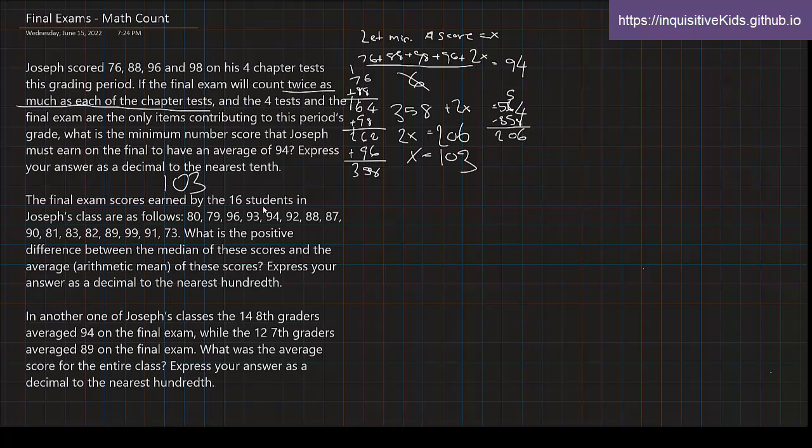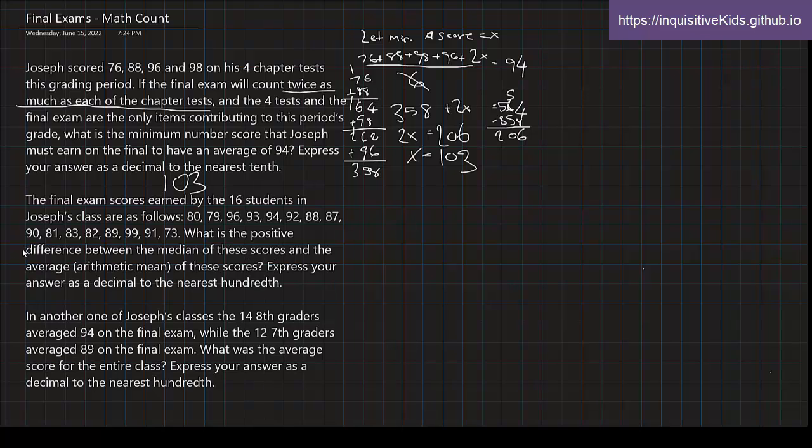The final exam scores earned by the 16 students in Joseph's class are as follows: 80, 79, 96, 93, 94, 92, 88, 87, 90, 81, 83, 82, 89, 99, 91, 73. What is the positive difference between the median of these scores and the average arithmetic mean of these scores? Express your answer as a decimal to the nearest hundredth.